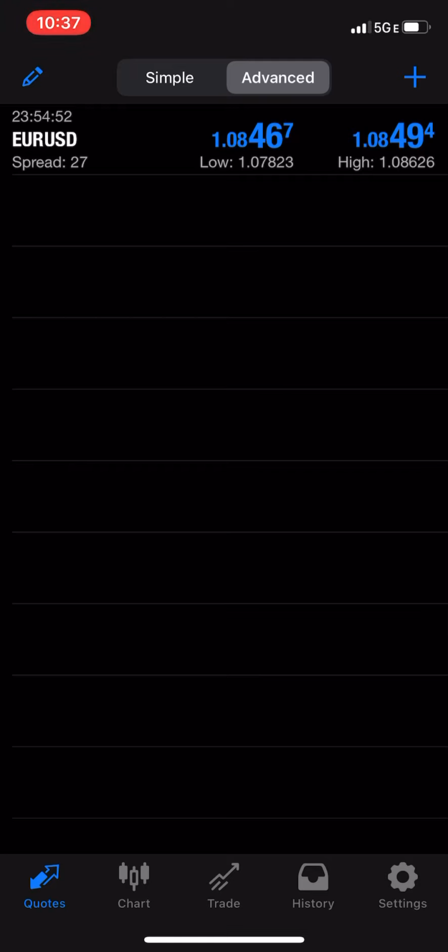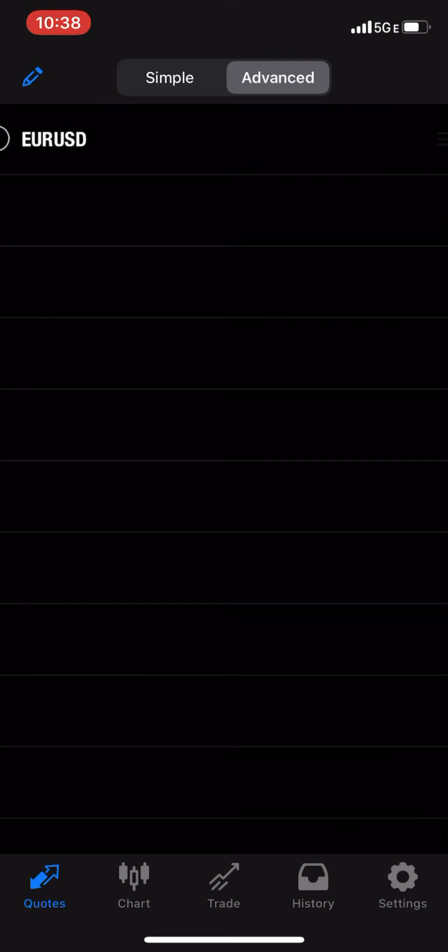It shows us the current spread, which is the difference between the price that we could buy, which is represented on the right, or the price that we could sell, which is represented on the left. It shows us the time, and it also shows us what the low and the high of the current day is. And so you can choose whether or not you want to use the simple or the advanced method.